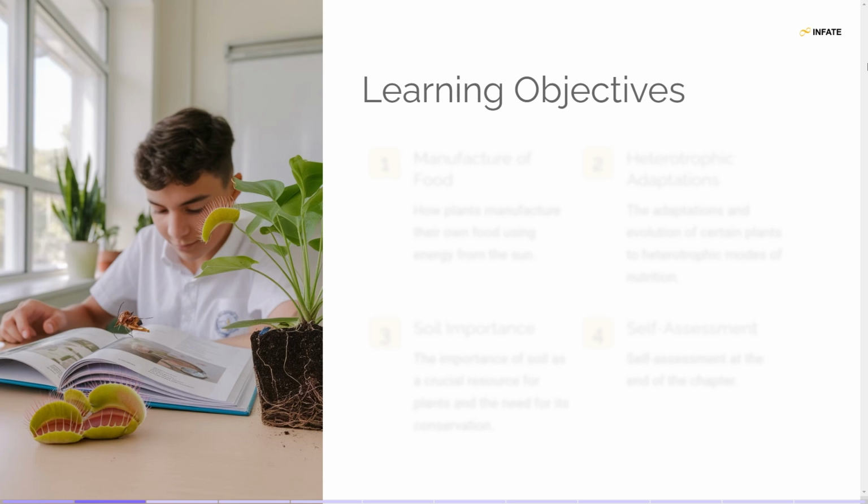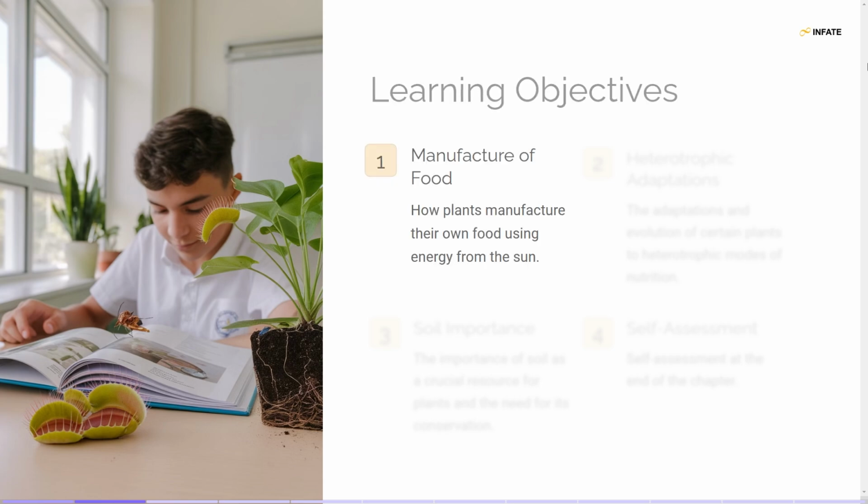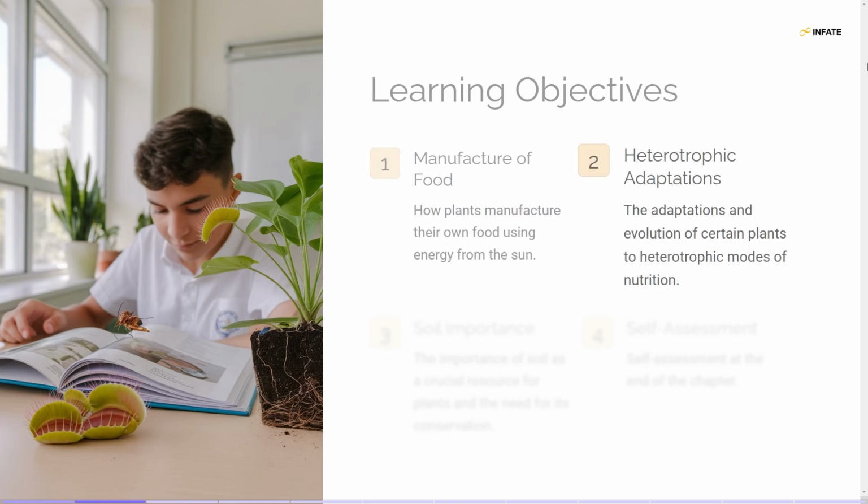Slide 2, Learning Objectives. This slide outlines the 4 key learning objectives. 1. Manufacture of food, understanding how plants produce their own food through photosynthesis, using energy from sunlight. 2. Heterotrophic adaptations, exploring the adaptations and evolutionary traits of plants that rely on heterotrophic nutrition.